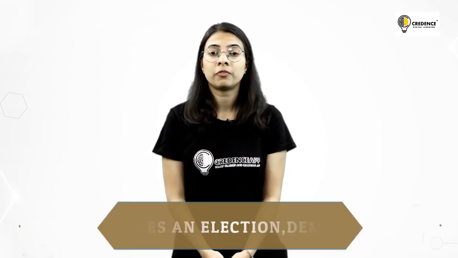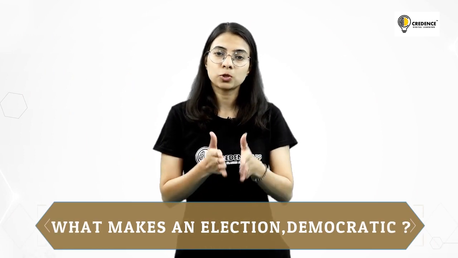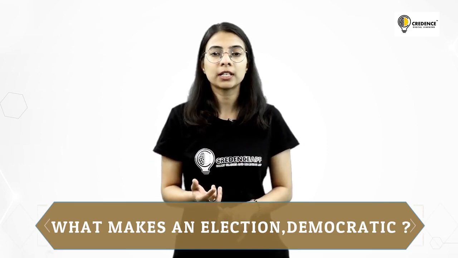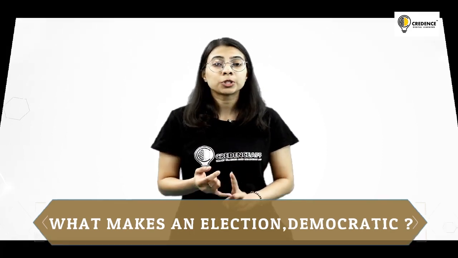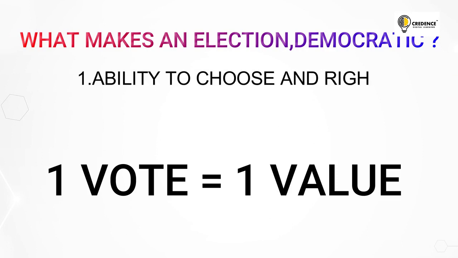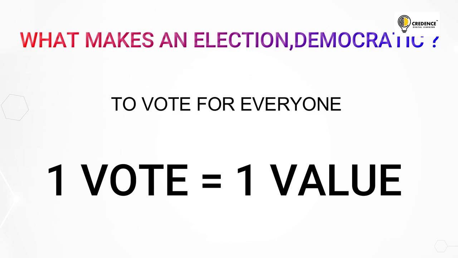So we can ask another question: what makes an election democratic? Elections have been conducted, but what will make them democratic? The first and foremost thing is that there should be an ability to choose for everybody. For example, everyone must have the right to vote. At least they should be made capable of choosing. Or the value of every vote should be equal to 1, or we can say they should have equal value. So that is the first point.